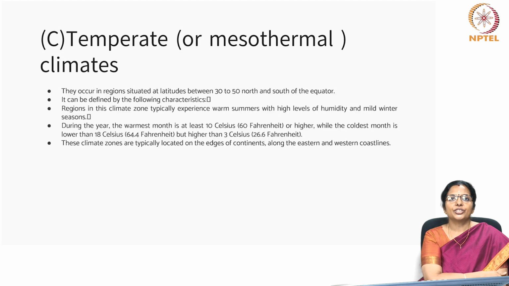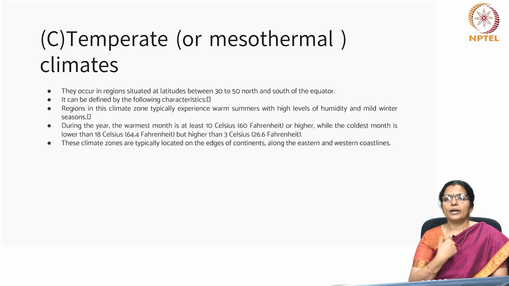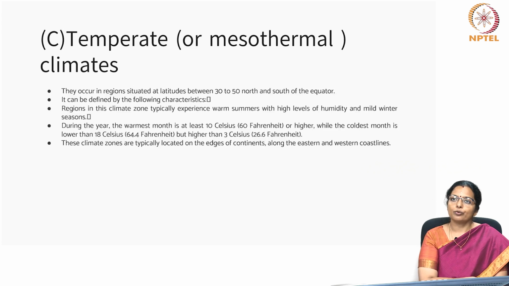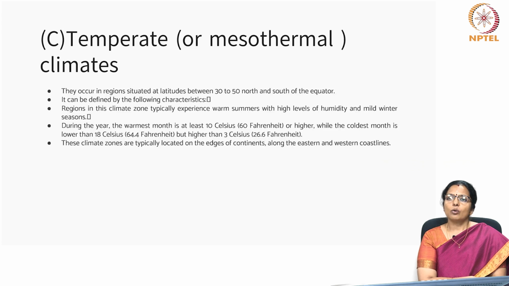Then you have the temperate climate or mesothermal climate. Temperate or mesothermal climates are found within latitudes 30 to 50 degrees north and south of the equator. They are characterized by warm summers with high humidity and mild winters. The warmest month typically exceeds 10 degrees Celsius, while the coldest month falls between 18 degrees and 3 degrees Celsius.